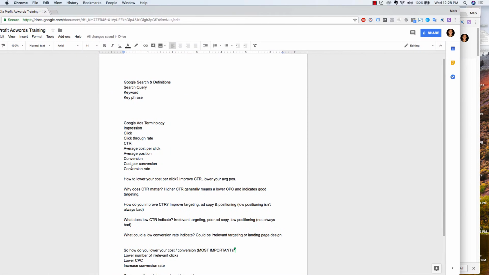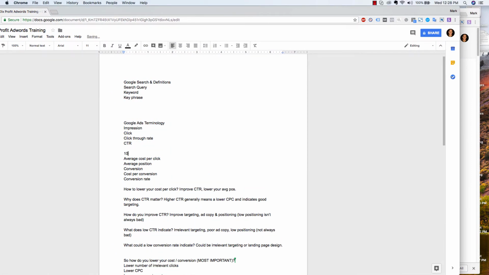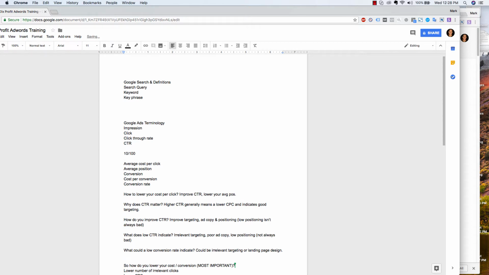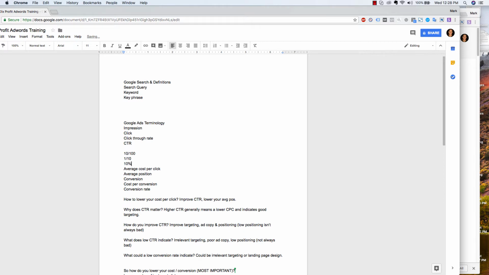Click-through rate is essentially a fraction. So 10 out of 100, that's 1 in 10. So it's 10%. Click-through rate is always a percentage, and all it is is clicks divided by impressions. Clicks on the top, impressions on the bottom, and it gives you a percentage.